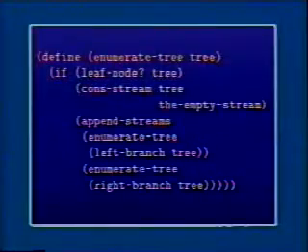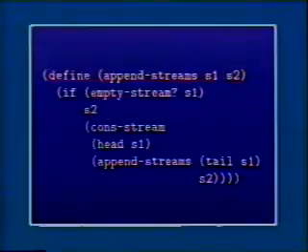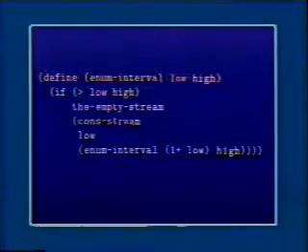How would I enumerate the leaves of a tree? Well, if the tree is just a leaf itself, I make something which only has that node in it. Otherwise, I append together the stuff of enumerating the left branch and the right branch. And then append here is like the ordinary append on lists. You can look at that. That's analogous to the ordinary procedure for appending two lists. How would I enumerate an interval? This will take two integers, low and high, and generate a stream of the integers going from low to high. And we can make a whole bunch of pieces.